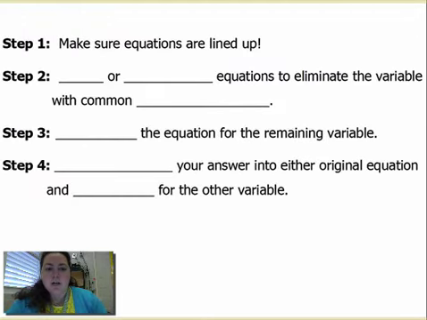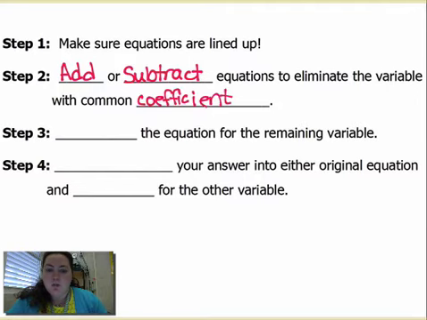All right, here are your steps. First, make sure the equations are lined up. So that means the x numbers are above the x numbers, the y numbers are with the y numbers, and your constants are with constants. Then I'm going to add or subtract equations to eliminate the variable with common coefficient. So that's the number that's in front of the variable. So if they have a common number in front of the variable, I'm going to add or subtract so that they eliminate. All right, then I'm going to solve the equation for the remaining variables.